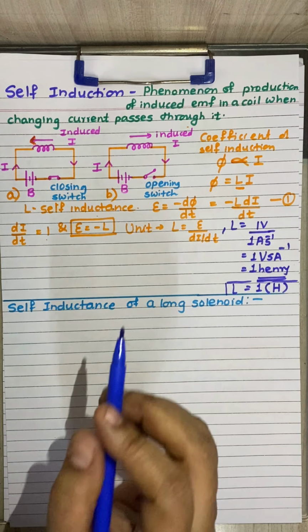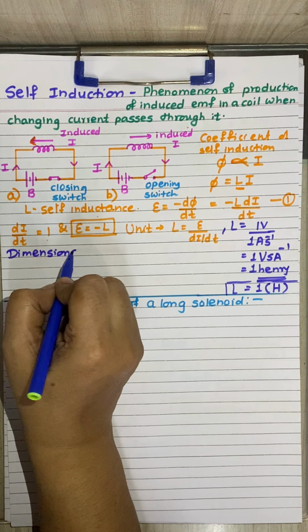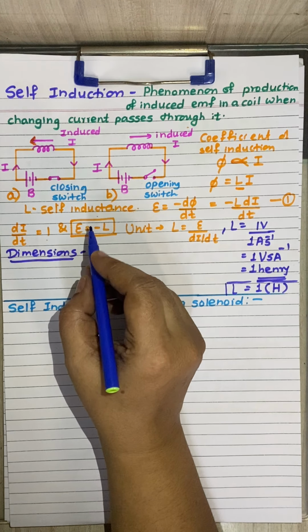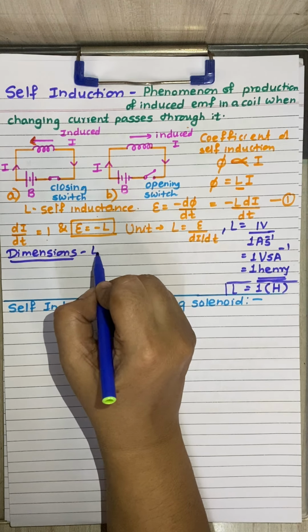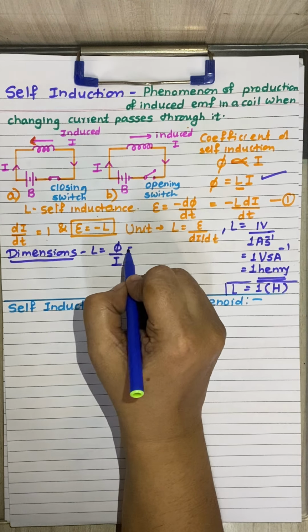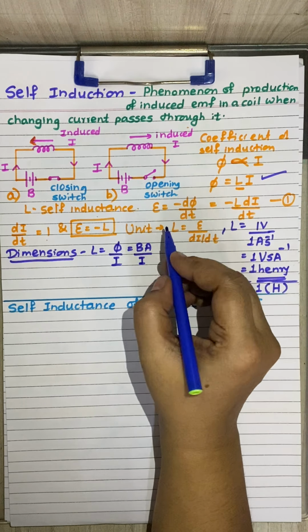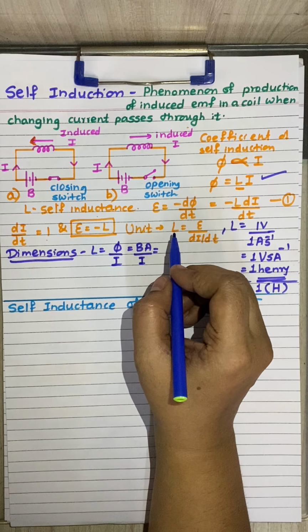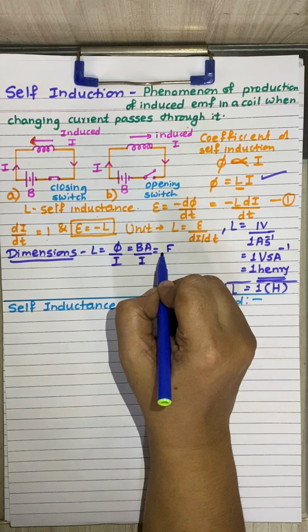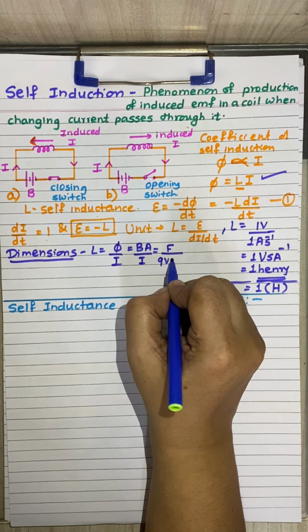Okay, now suppose we want to find out the dimensions. Sometimes dimensions are also useful. So the dimensions of self-inductance we are going to find out, that is nothing but L is equal to phi upon I by the basic formula. Okay, so phi is equal to BA, we have studied in the starting of the chapter. So I will write down like this. Now this B we have studied in terms of B equal to F upon QV sine theta. So we have force, so F upon QV sine theta instead of B.